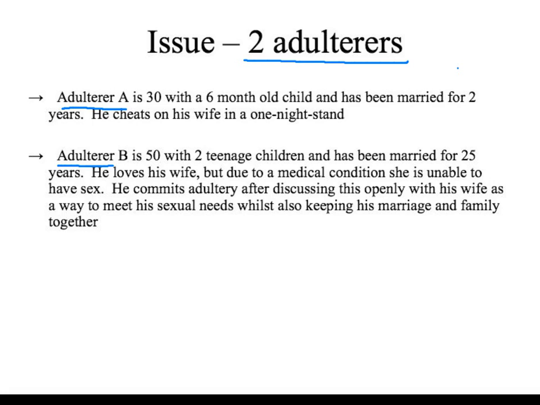Adulterer B is very different, and his adultery is done after discussing with his wife his need for his sexual needs to be met, but unfortunately his wife is unable to do that, and so he discusses it with her in order to keep his loving family together, showing that he loves his wife and that he wants to stay together with her.